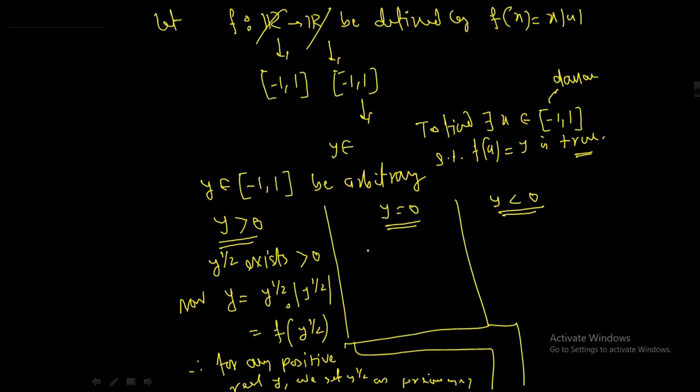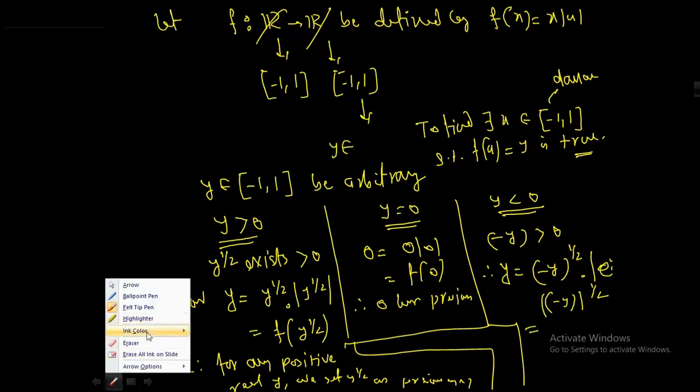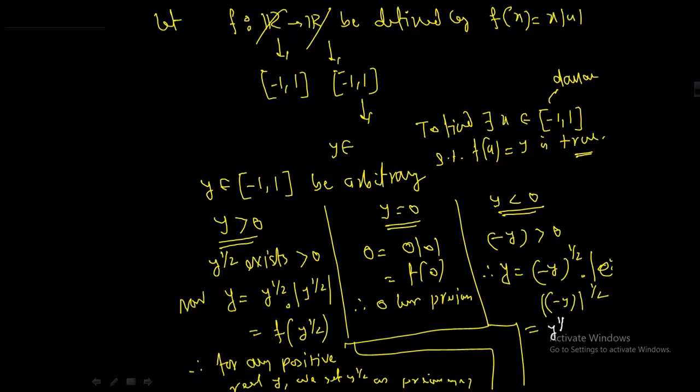Now if y is equal to 0, now 0 can be written as 0 mod 0, that is f of 0. Therefore 0 has pre-image. Now for any negative real number, minus of y is greater than 0. Therefore y can be written as minus of y to the power half into mod of minus of y to the power half. This is equal to y to the power half minus of y to the power half into minus y is itself positive, so the mod value will be minus of y.